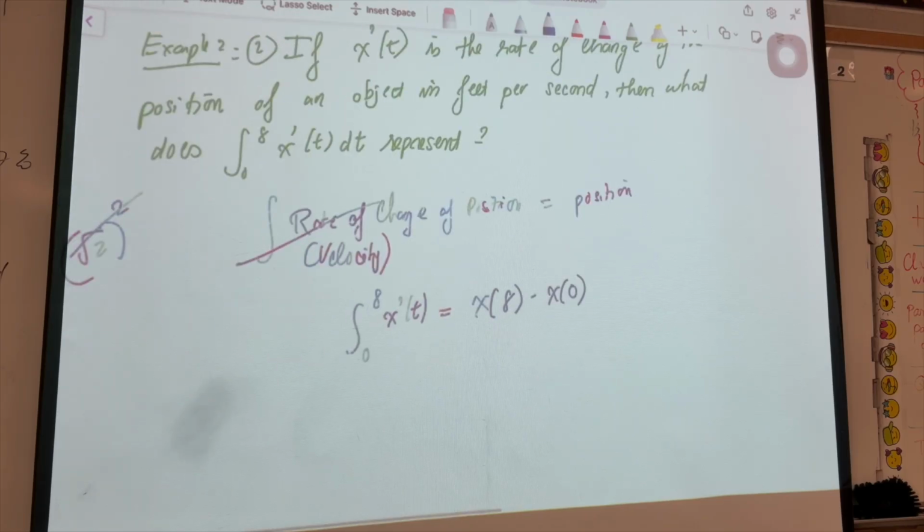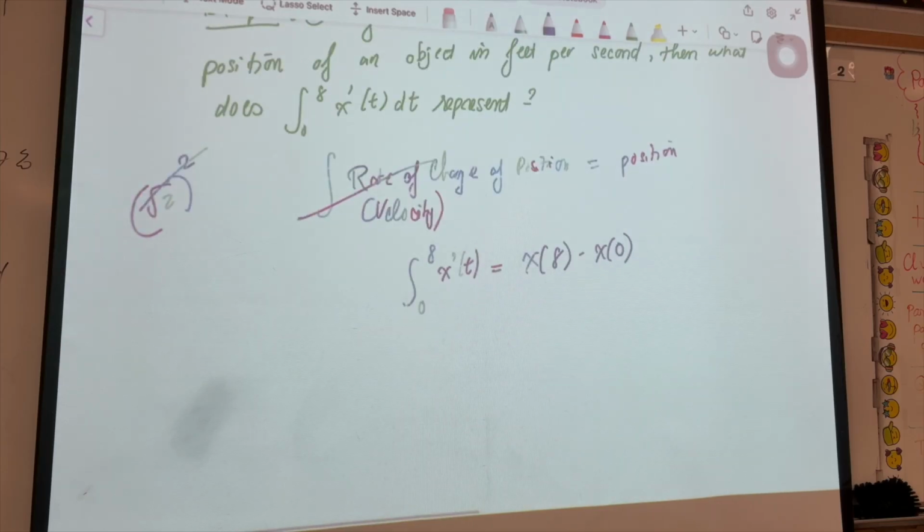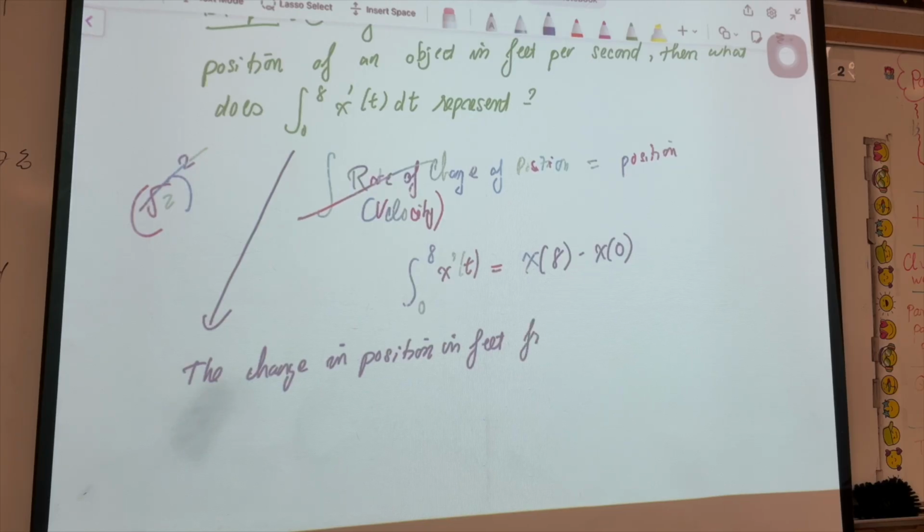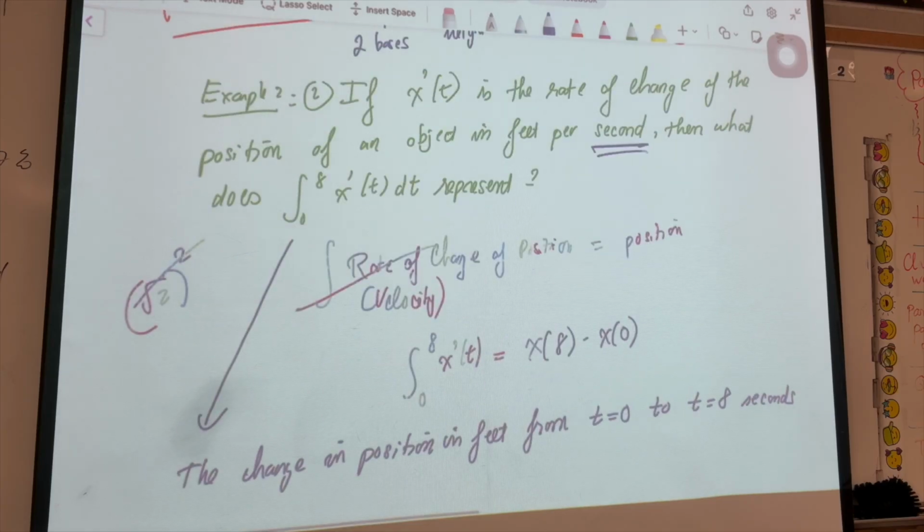So okay, the real answer, give a one sentence answer. This one represents the change in position, in feet, from t equal to 0 to t equal to 8 seconds. Okay, you have seconds, you have feet here.